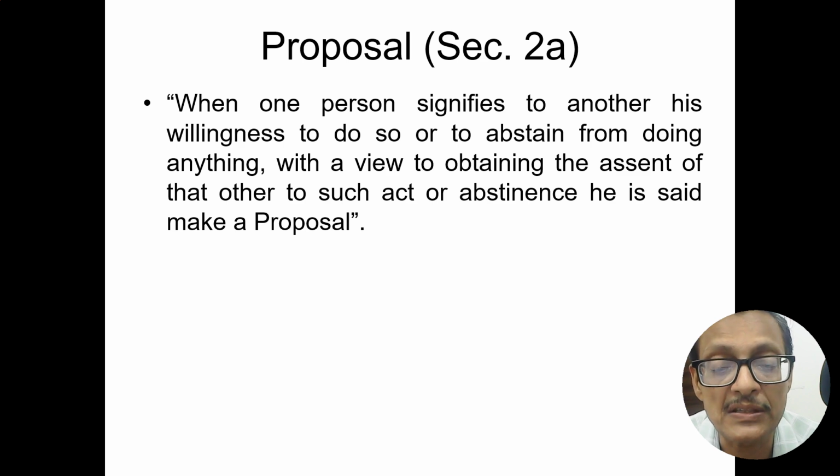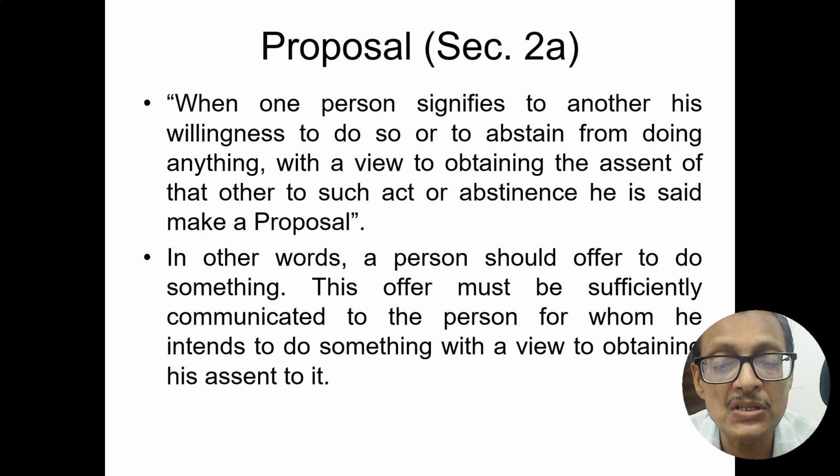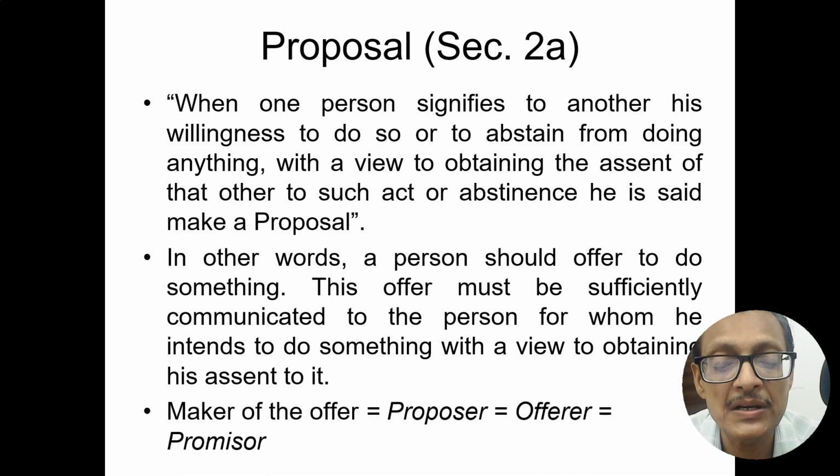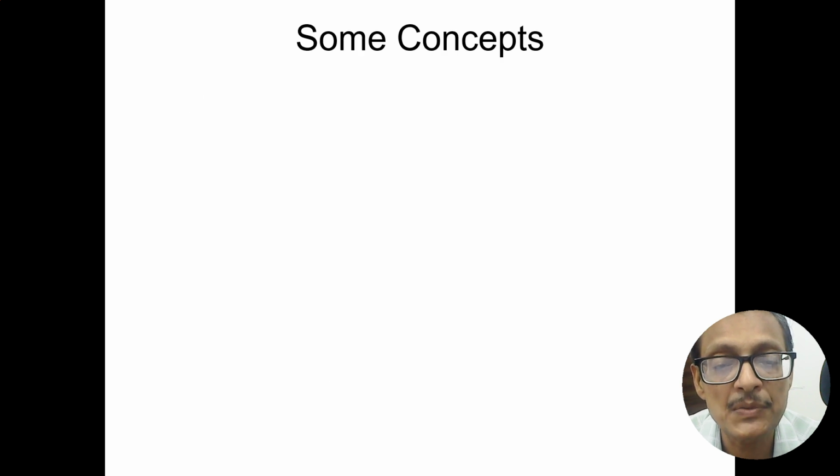That is a proposal. In other words, a person should offer to do something. This offer must be sufficiently communicated to the person for whom he intends to do something with a view to obtaining his assent to it. So whatever he is offering, his main objective is to see that the other person will accept it. So the maker of an offer is the same thing as a proposer, which is again the same thing as an offerer or a promisor. There are some concepts of the Contract Act.